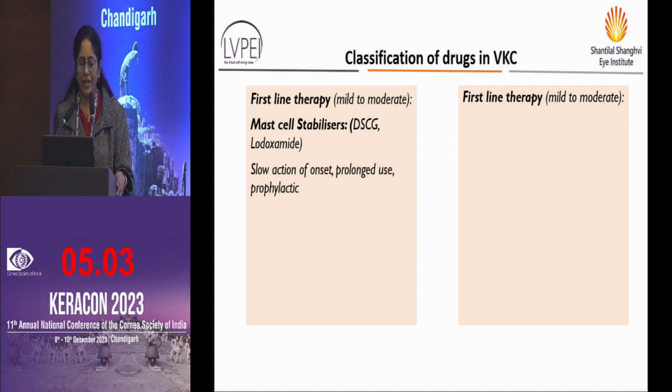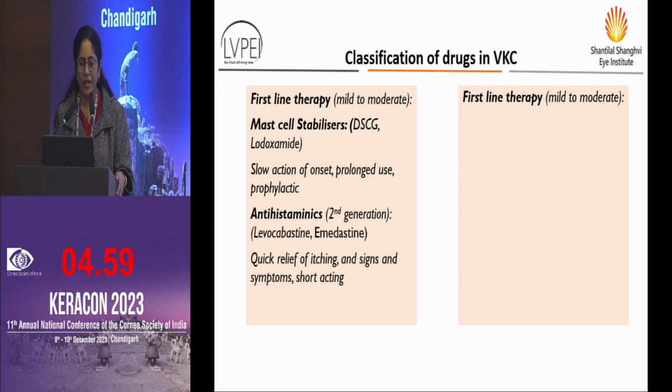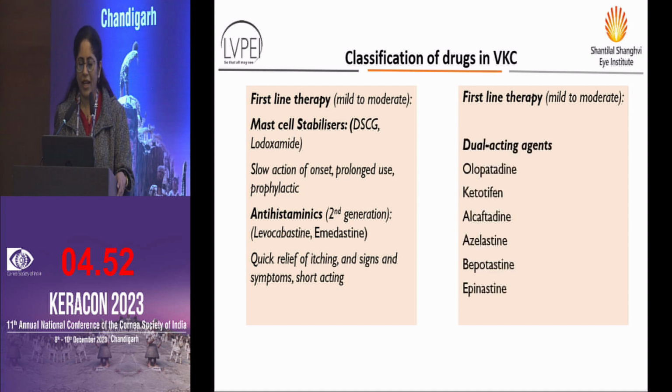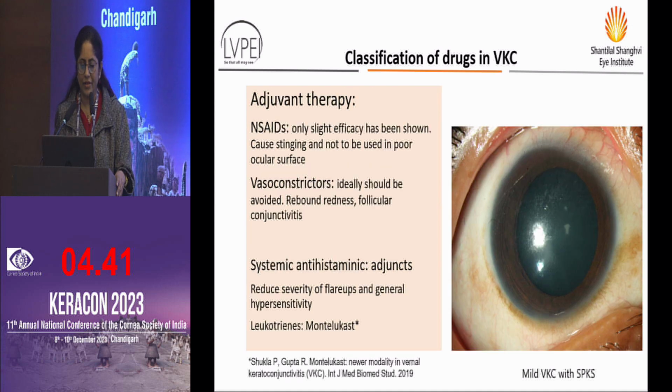So coming again in a little more detail, the first line therapy is mast cell stabilizers. They're slow to act, but with mild disease and prolonged use, they're extremely useful. And then antihistaminics. So instead of using them separately, you can combine them. Luckily, we have these dual acting agents, and many of us use olopatadine and some of the other newer ones. Each of us has a preference for which drug we use, but these work well for the mild cases.